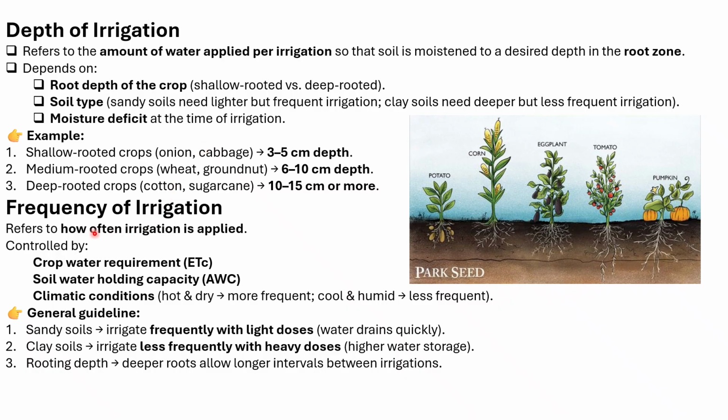Now the frequency of irrigation means how often irrigation is needed. It generally depends on the crop water requirement and the soil's water holding capacity. Climatic conditions like hot and dry will need more frequent irrigation, and for cool and humid regions it will be less frequent. So generally the guidelines define sandy soils with frequent and light irrigation, clay soils with less frequent and heavy irrigation, and for deep roots longer intervals are needed. So different crops and soils demand different irrigation schedules.